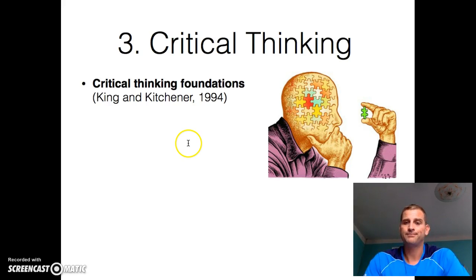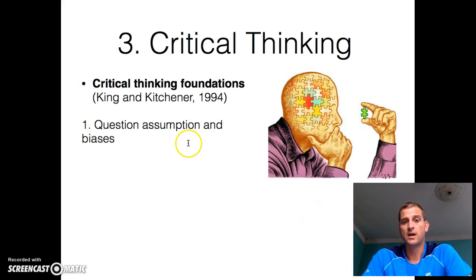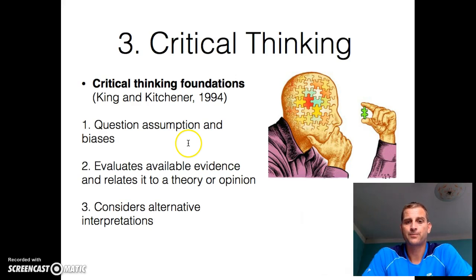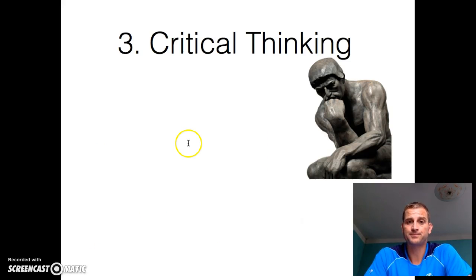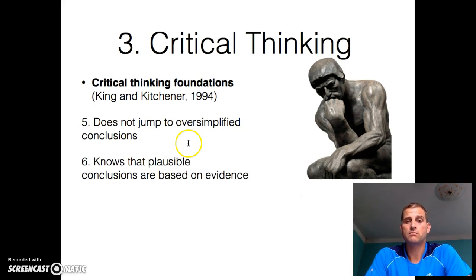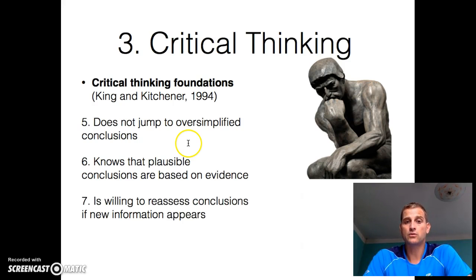Now, critical thinking, it's a difficult thing to define. What is it? King and Kitchener in 1994 outlined 8 different facets of critical thinking. The first is they question assumptions and biases. They evaluate readily available evidence and relate it to a theory or opinion. It considers alternative interpretations and avoids emotional reasoning. Critical thinkers also do not jump to oversimplified conclusions. They know that plausible conclusions are based upon evidence. They are willing to reassess conclusions if new information appears, and they're able to tolerate some uncertainty.